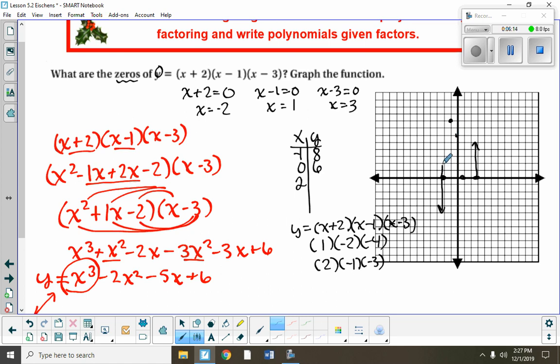So what this graph is doing is going like this, and now let's substitute in the 2. So 2 plus 2 is 4. 2 minus 1 is 1, and 2 minus 3 is a -1. So that will give us a -4. And there is our graph.